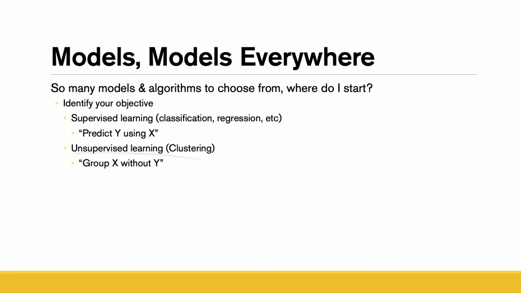Unsupervised learning is really trying to group your data together into some distinct groups. The reason why it's called unsupervised learning is because you're not trying to predict anything. This is just how does the data look together? How does it behave together?